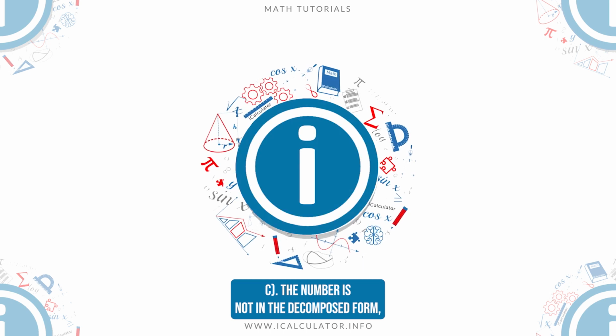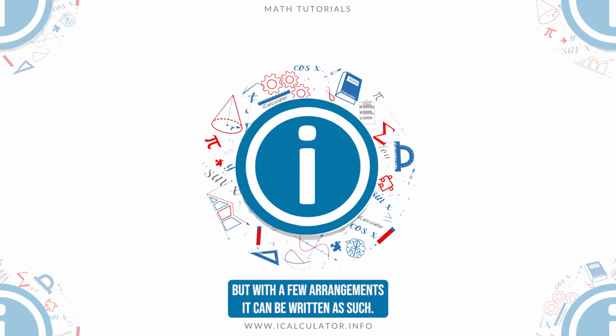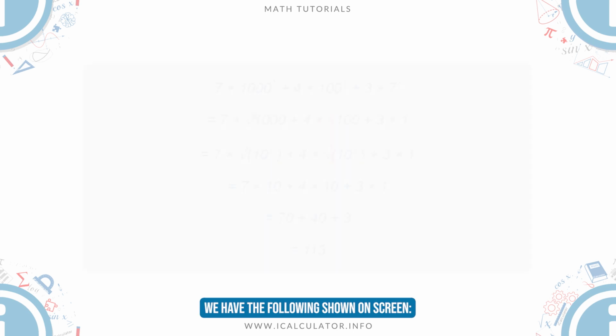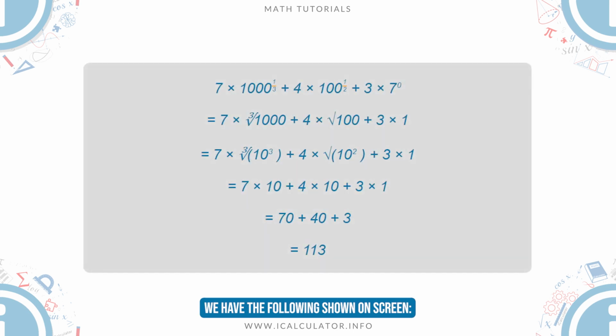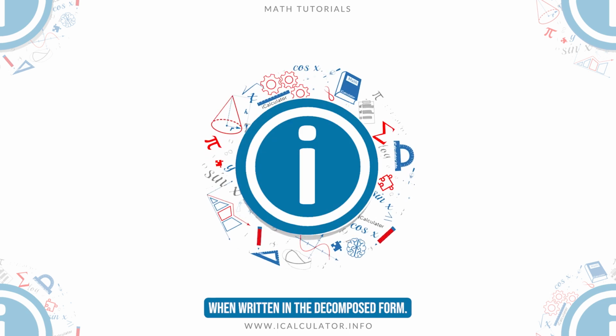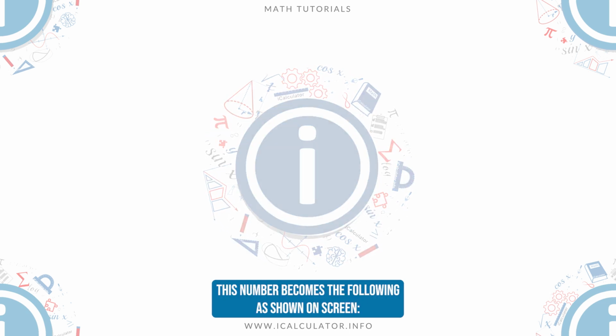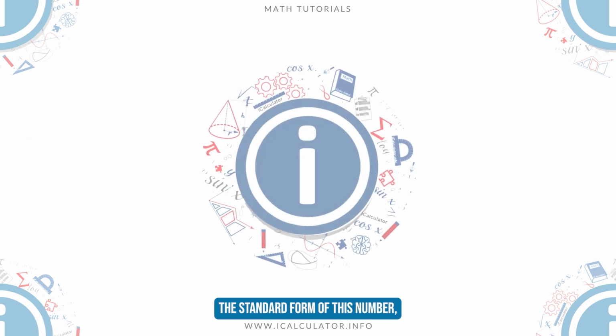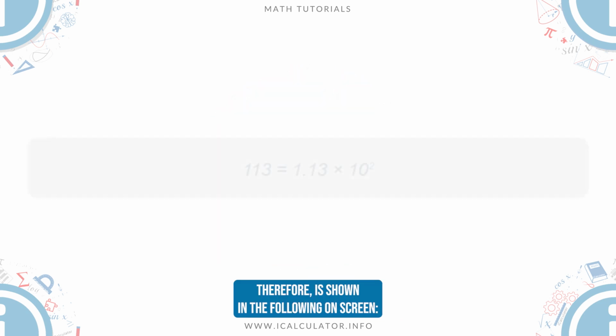C. The number is not in the decomposed form but with a few arrangements it can be written as such. We have the following shown on screen. When written in the decomposed form, this number becomes the following as shown on screen. The standard form of this number therefore is shown in the following on screen.